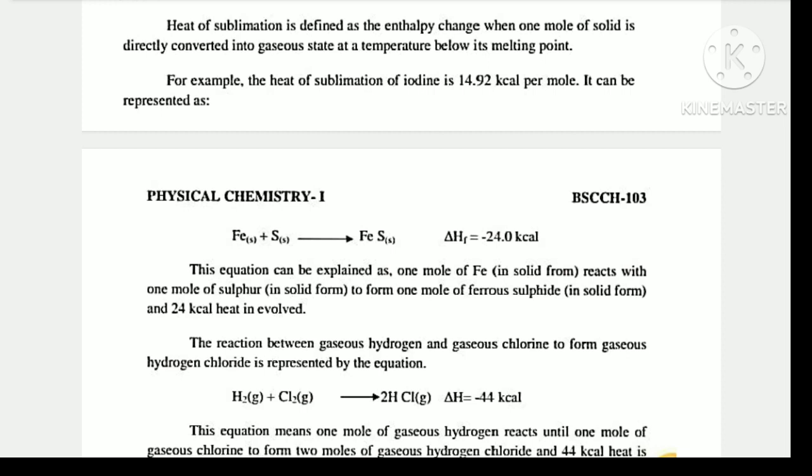The reaction between gaseous hydrogen and gaseous chlorine to form gaseous hydrogen chloride is represented by the equation H2 + Cl2 = 2HCl, ΔH = −44 kilocalorie. This equation means 1 mole of gaseous hydrogen reacts with 1 mole of gaseous chlorine to form 2 moles of gaseous hydrogen chloride, and 44 kilocalorie of heat is evolved.